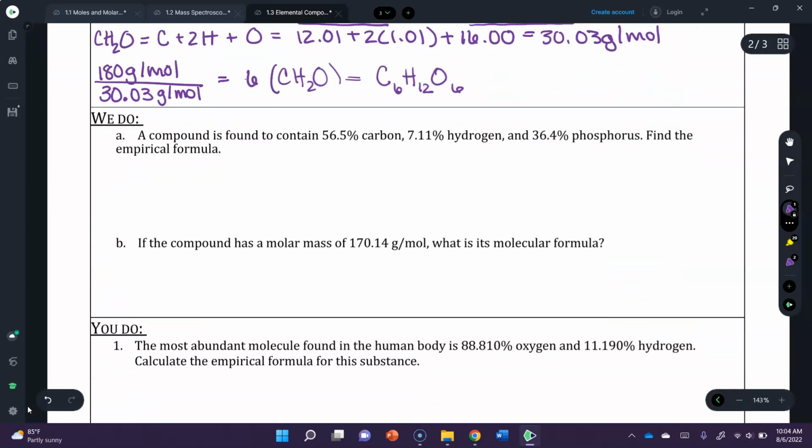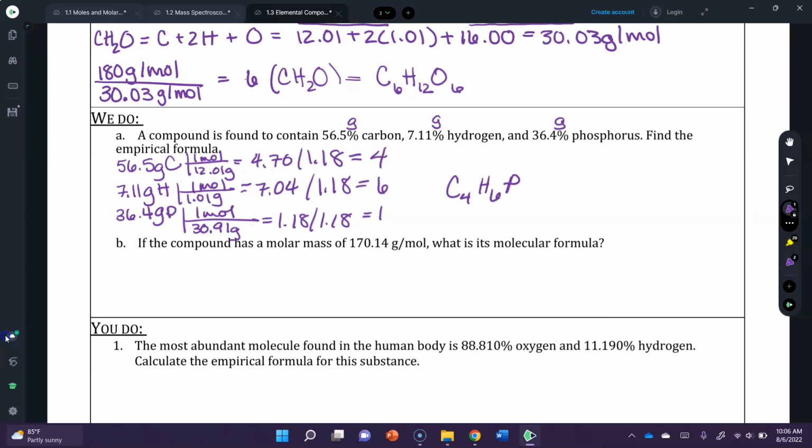Okay, so for the we do, a compound is found to contain 56.5% carbon, 7.11% hydrogen, and 36.4% phosphorus. Find the empirical formula. Okay, so I want you to pause, but first remember that you take the percents and make them into grams, just as a hint. Okay, using the steps on the previous page in your notes and the example above, pause the video and try this one out.